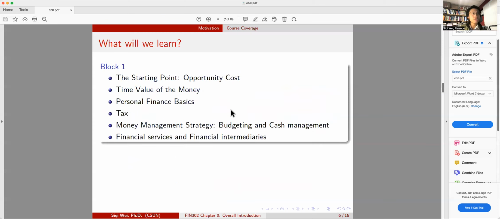All right. So what are we going to learn? Well, I would sort this into 4 building blocks. In the first building block, we will start talking about the notion of opportunity cost, which is the starting point of economics and finance. In these disciplines, opportunity cost is the notion that if you want to achieve something, you have to give up something in return, right? So we have to think on the marginal basis from the financial perspective.